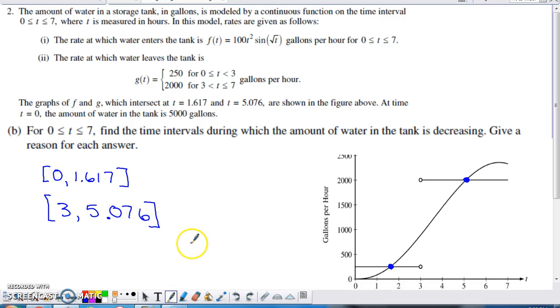Truthfully, when they graded this on the actual AP exam, they didn't penalize you if you listed these as open intervals or half open, half closed. They basically just wanted to make sure you had the right intervals listed, regardless of whether or not you included the endpoints. Technically, based on the arguments we just made, the endpoints should be included, and that's definitely what you see if you go look up the College Board scoring guidelines for this particular problem.